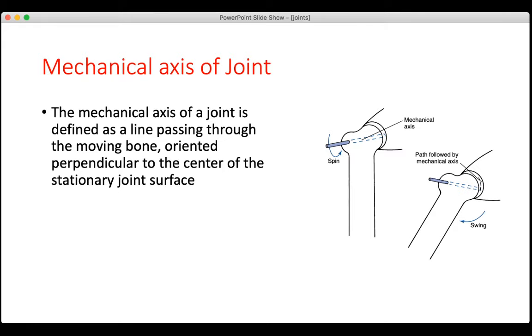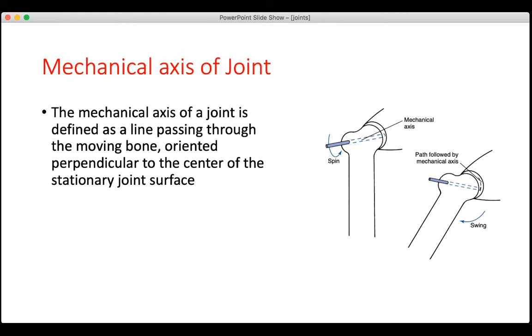And the last definition of this class is mechanical axis of joint. So what is that? The mechanical axis of joint is defined as a line passing through the moving bone. Yahan par aap dekhe, this is a joint. This is shoulder joint, ball and socket hai. So ye ball hai aapka aur ye socket mein laga hua. When it will spin.